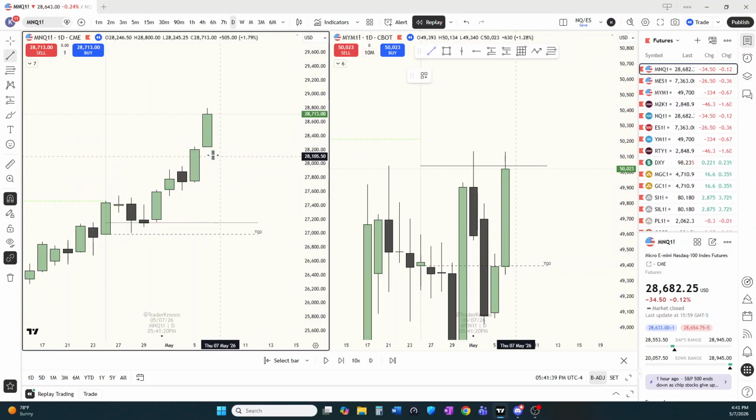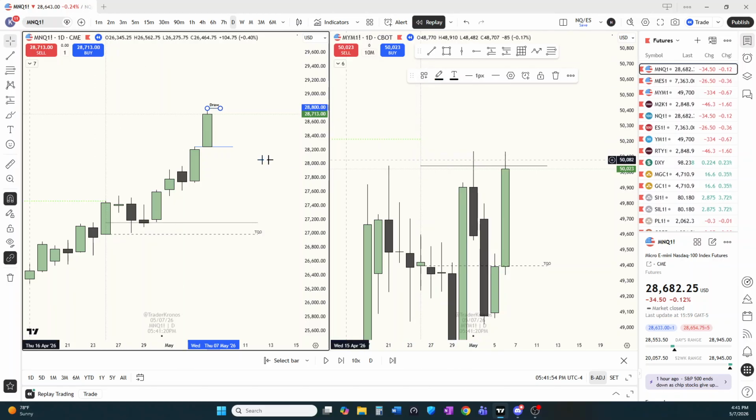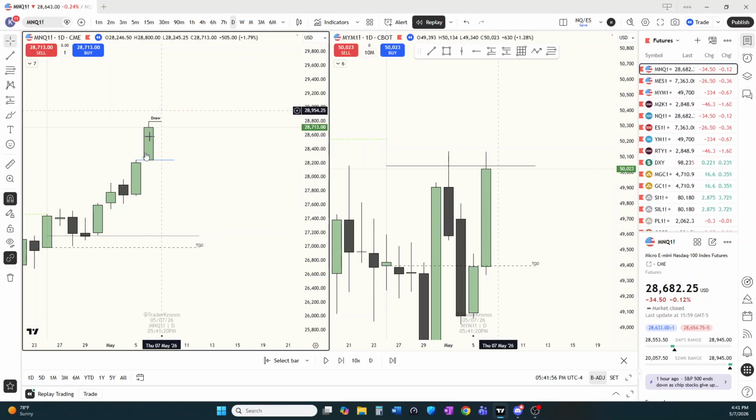And right off the bat, what do you see? We took the previous day high and we've closed above. That's showing more than likely we're going to want to continue. And what's our low-hanging fruit? Our draw is previous day high, right? So I'm just going to mark that out on the chart.